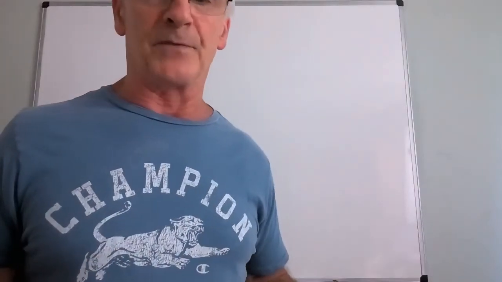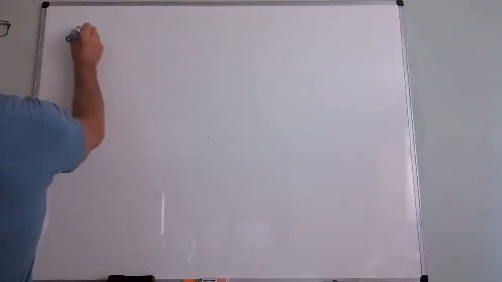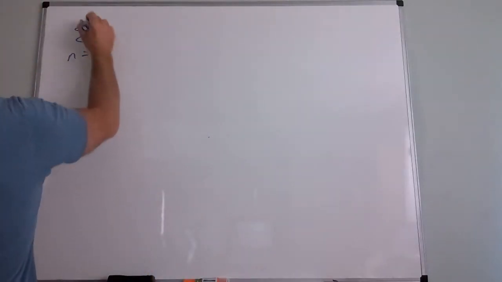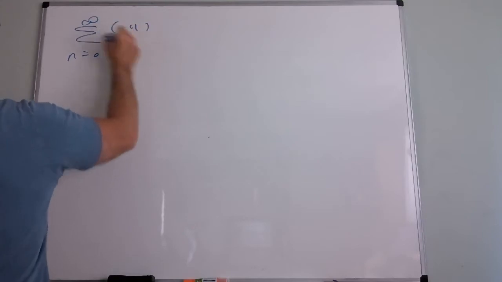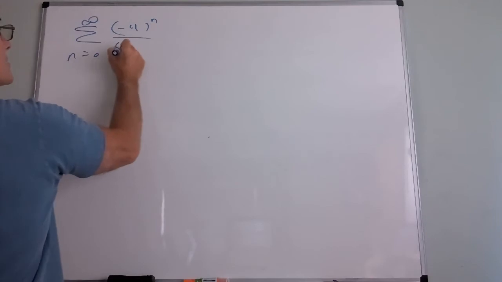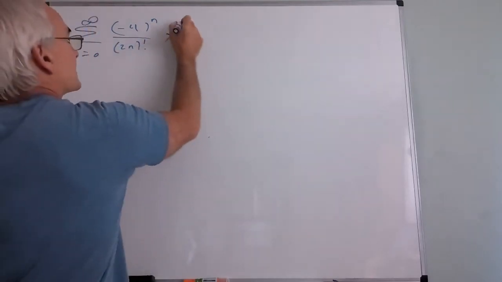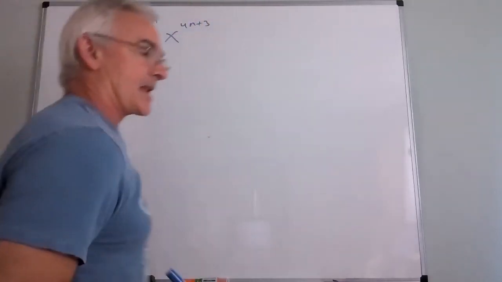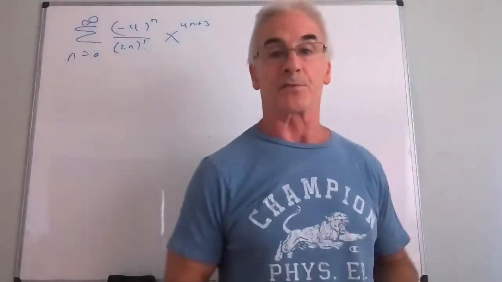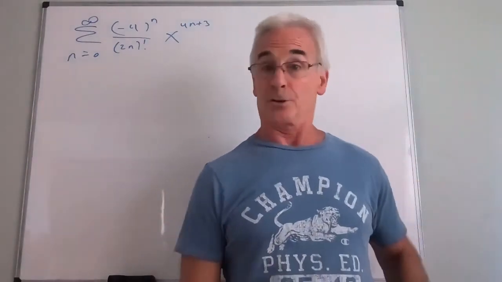So what if I started with something, and I'll go through each of these so that hopefully they're somewhat recognizable. I have something of the following form: the sum from n equals 0 to infinity of (-4) to the n over 2n factorial, x to the 4n plus 3. And I'm telling you this comes from a function, and I would like to work backwards and figure out what the function is.